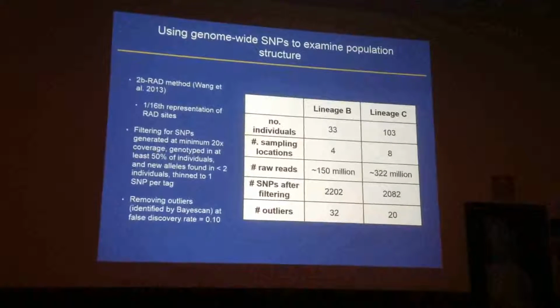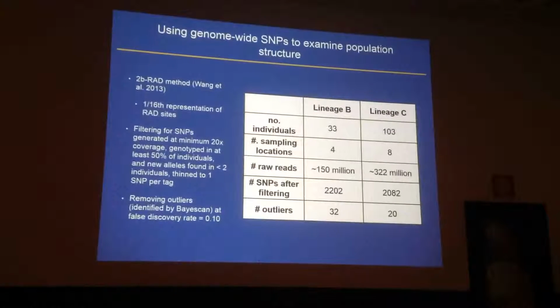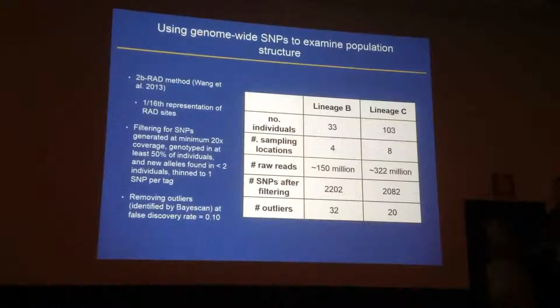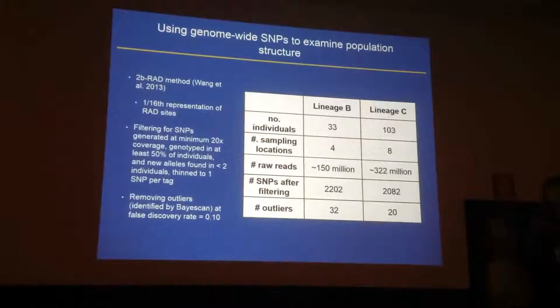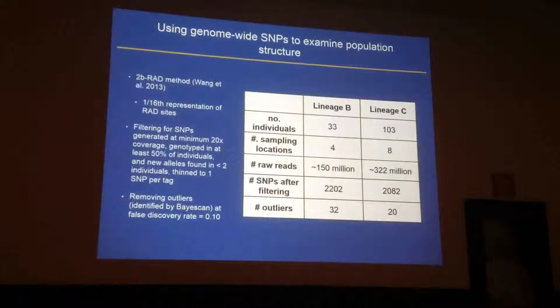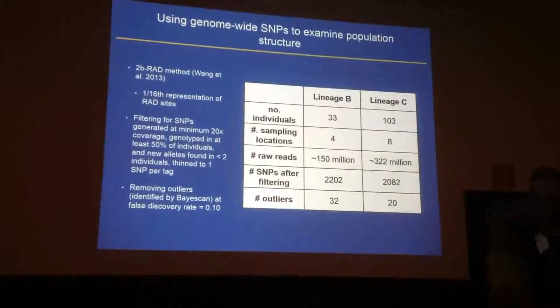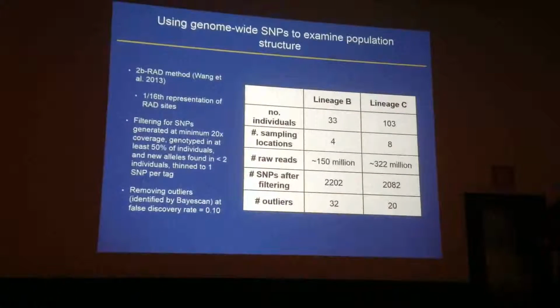Then we filtered these SNPs through a de novo pipeline that Misha Matz from the University of Texas and Eli Meyer from the University of Oregon designed. So we looked at SNPs that were genotyped at a minimum of 20x coverage, genotyped in at least 50% of individuals, and had these new alleles found in at least 2 individuals. And then we thinned all of these SNPs so that we only had 1 SNP per tag to minimize the effects of linkage disequilibrium. Finally, we removed outliers using BayeScan to minimize the effect of some type of selection, and we ended up with about 2,000 SNPs per lineage for this study.